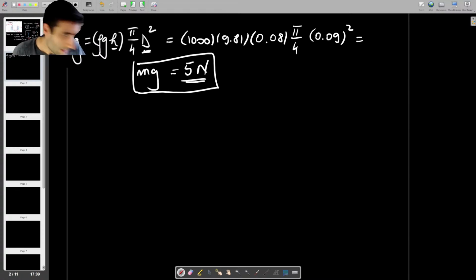If you want, you can now figure out what the mass is by dividing by g, and then you're pretty much sorted out. So that's the final answer for this question. Okay, let's move on. Let's see what else we can have a look at.